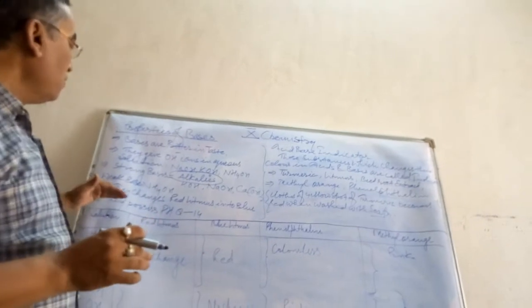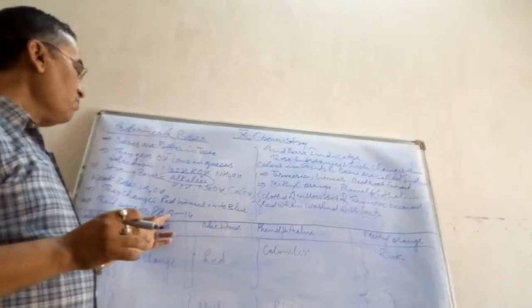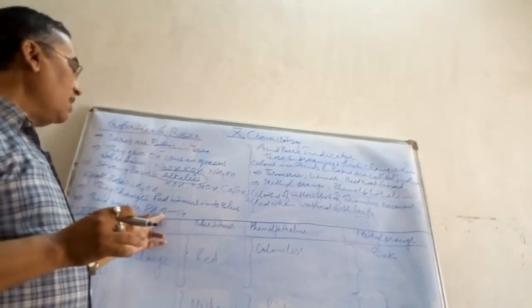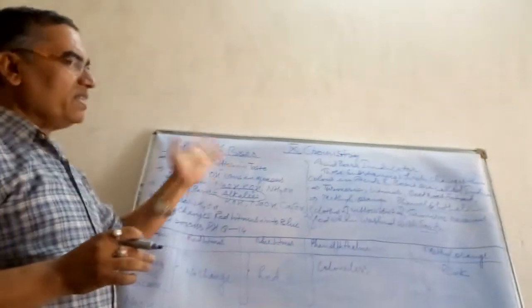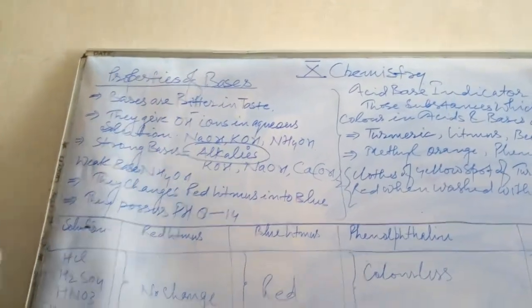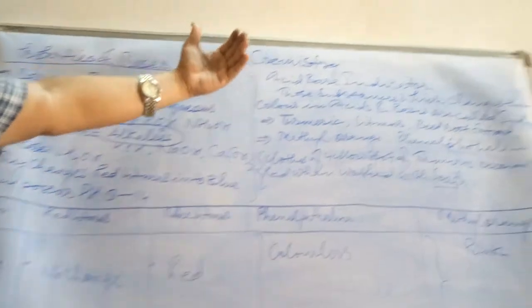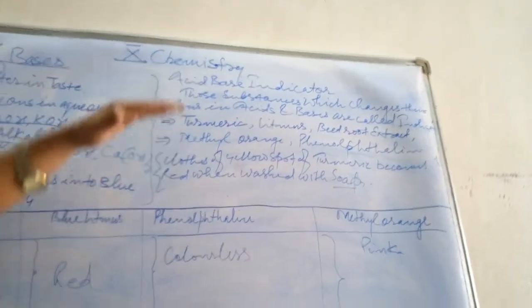Now the pH value of bases is more than 7. That goes from 8 onward up to 14. It is okay. So these properties you have to remember in case of bases. I have already discussed the properties of acids in detail in the previous lecture. Now we will discuss the next topic, that is acid-base indicators.